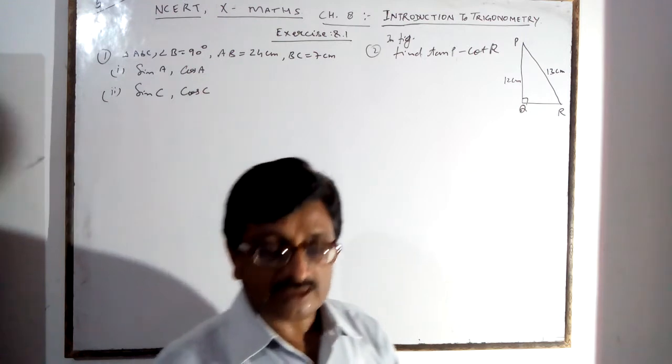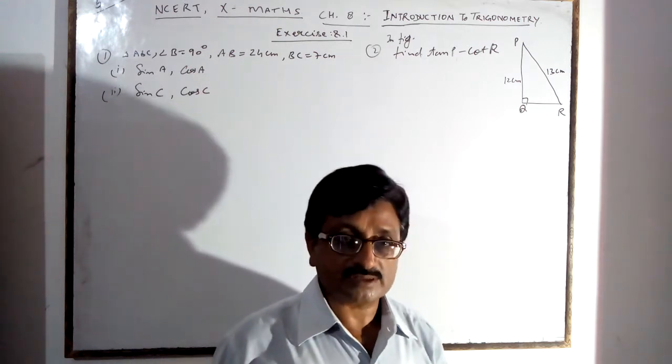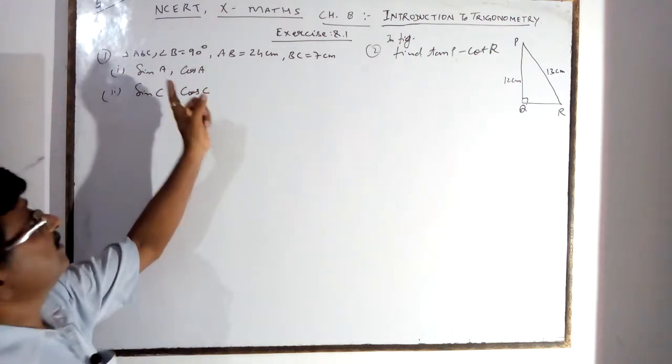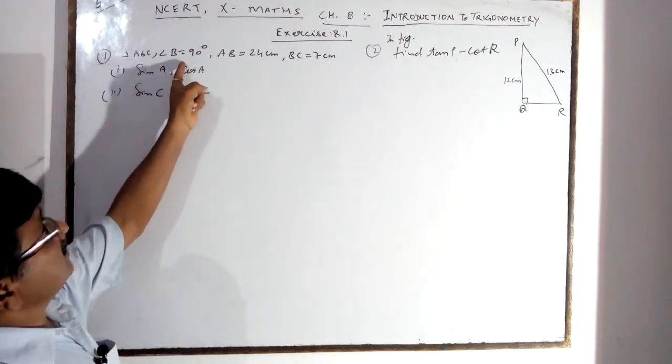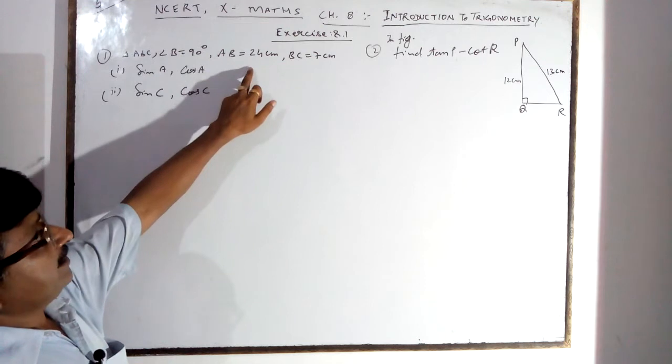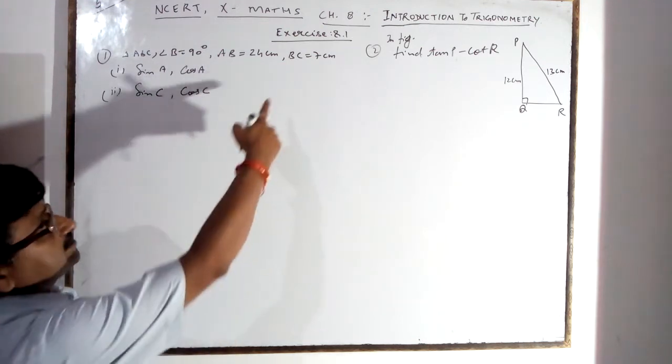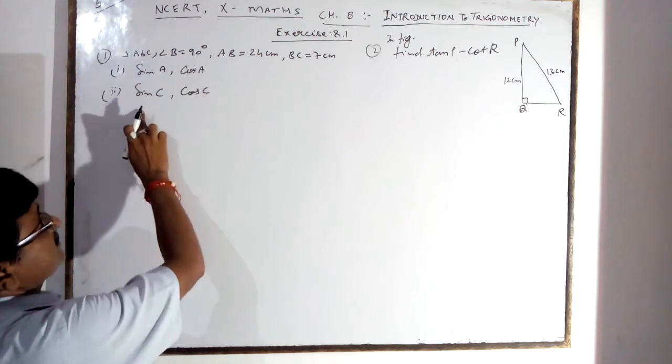In the previous lecture I told you some examples. Here, exercise 8.1, question number 1 is given. In triangle ABC, angle B is 90 degrees, AB equal to 24 centimeters and BC equal to 7. Find sin A, cos A, sin C, cos C.